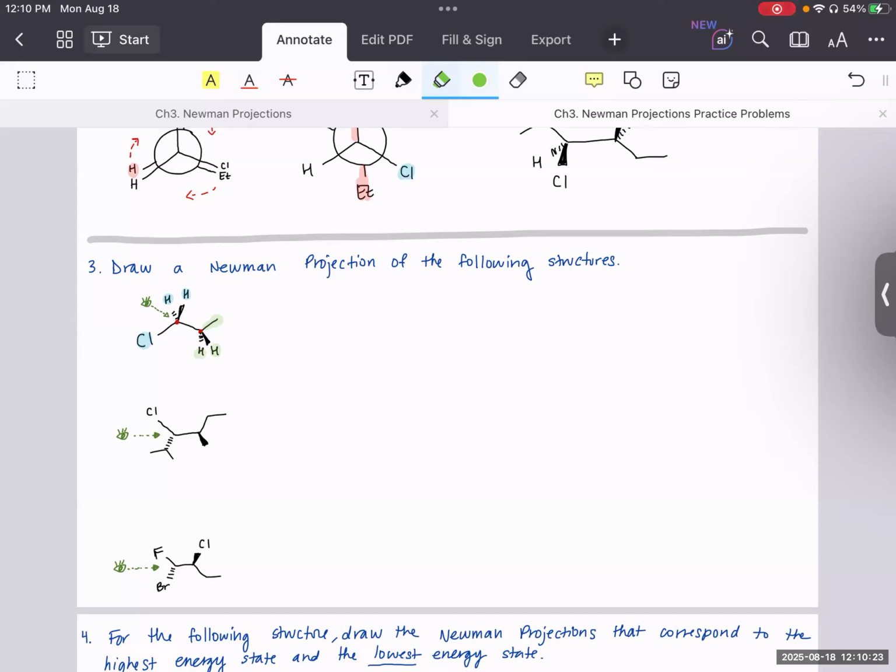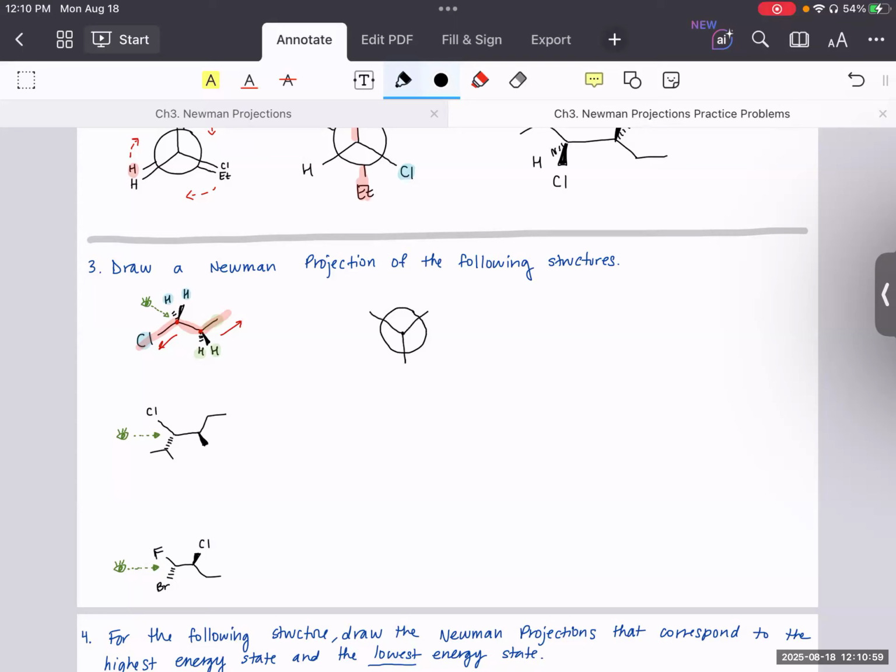Next, we want to take our in-plane atoms. So I'll highlight these in red. So these red ones are those in-plane atoms. And identify if it's in the staggered or the eclipsed conformation. And so here we can see that that methyl group and the chlorine are on opposite sides of that middle carbon-carbon bond. So for this, we would want to use the staggered state since they're on opposite sides. And then we also want that chlorine on the front carbon pointing down.